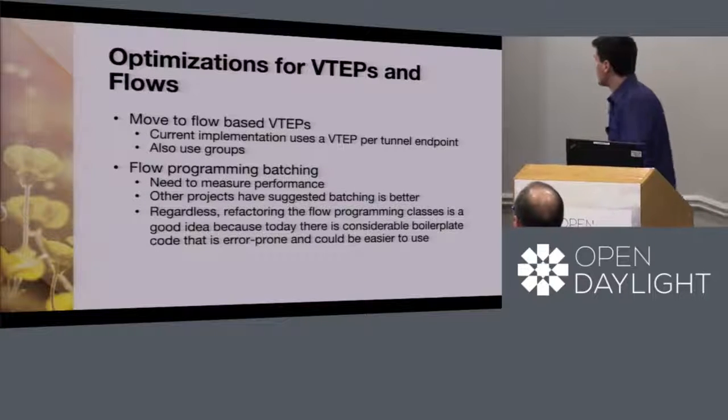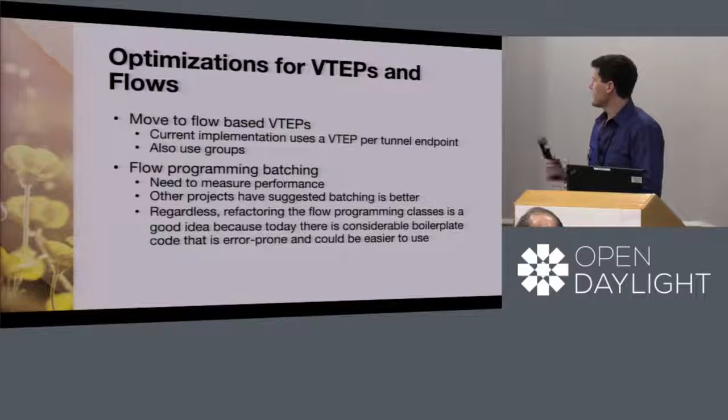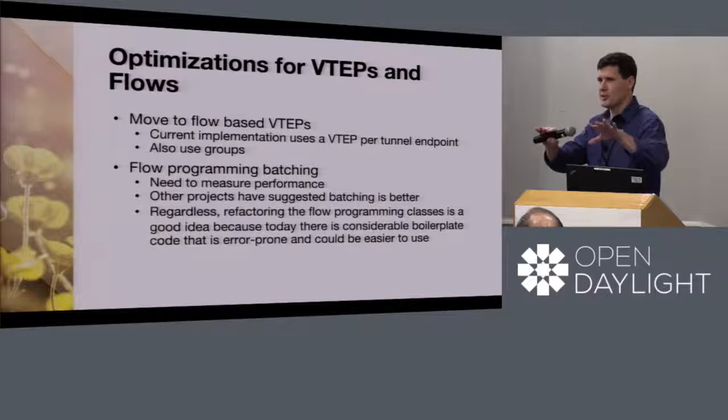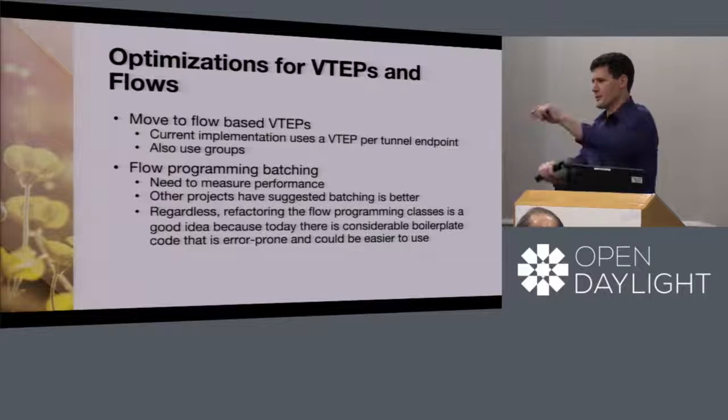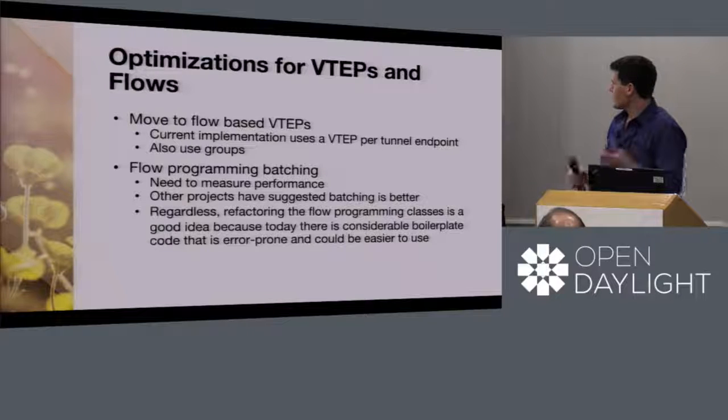Okay. Optimizations for VTEPs and flows. Right now, NetVirt builds a VTEP mesh. It connects all the hosts with VXLAN, so there's a VTEP for every host-to-host tunnel. We've been trying to change that for the last release, maybe even two releases, to go flow-based, where you have just a single VTEP and push flows to direct traffic through the tunnels. That helps make our pipeline a little bit easier to use.